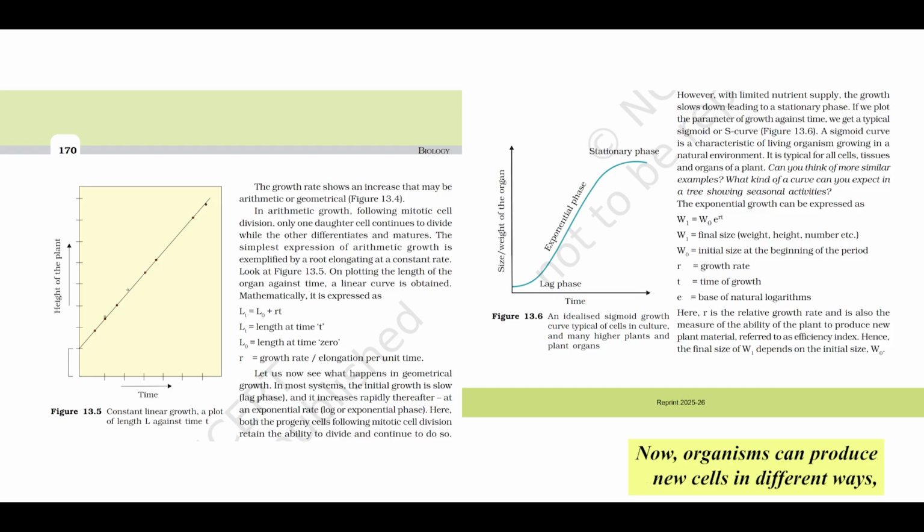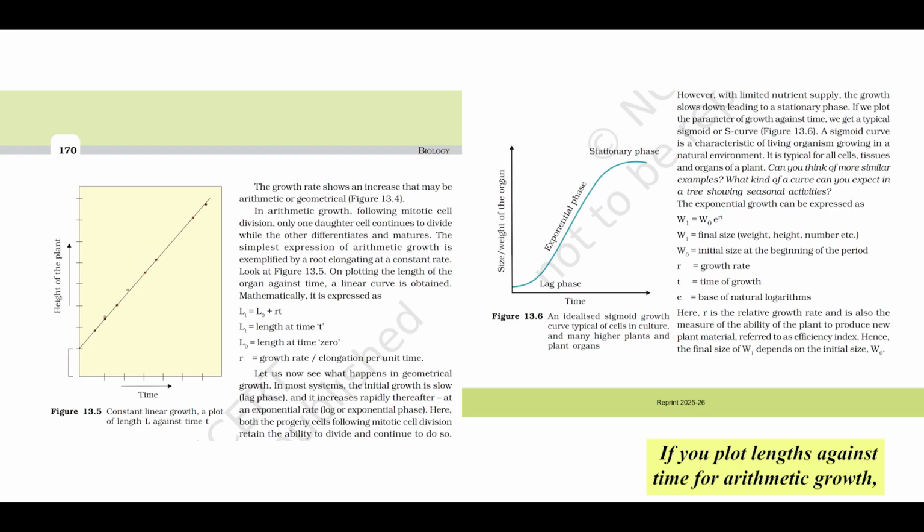Now, organisms can produce new cells in different ways, leading to different growth patterns over time. Let's look at the 2 main types. First, arithmetic growth. In this pattern, imagine a cell divides. Only one of the 2 daughter cells keeps dividing. The other one differentiates, matures, and stops dividing. So only one branch of division continues. Exactly. Like one worker trains a new worker, but the first one then goes off to do the actual job. The classic example is a root elongating at a constant rate.